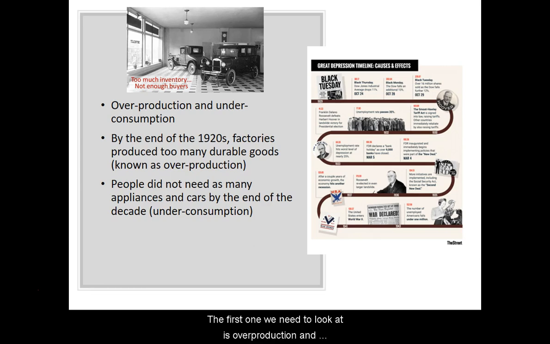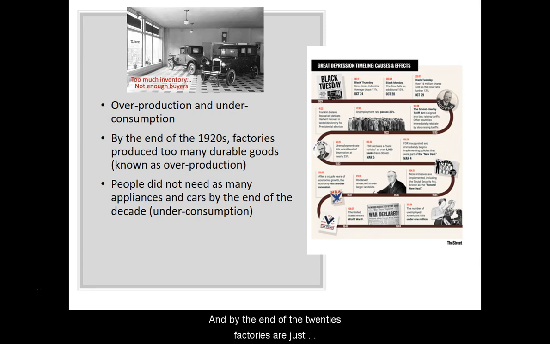The first one we need to look at is overproduction and underconsumption. Overproduction means that because of those assembly lines, these companies are making so many new things that their inventory is too much. They have too much of that product. Underconsumption means that not enough people are buying it. So too much inventory, not enough buyers.